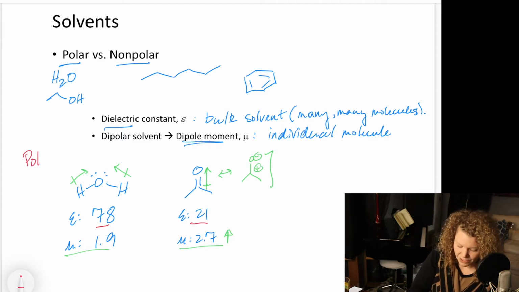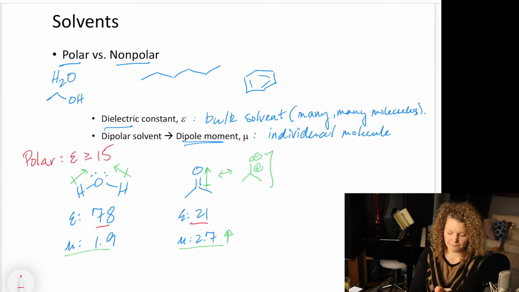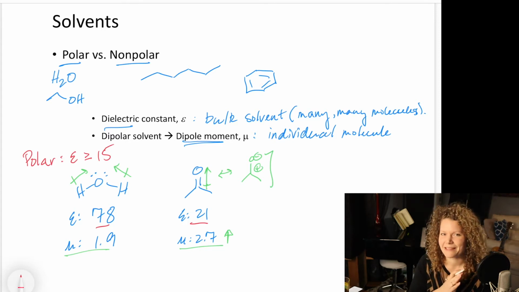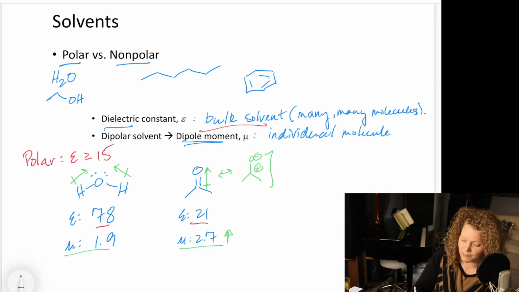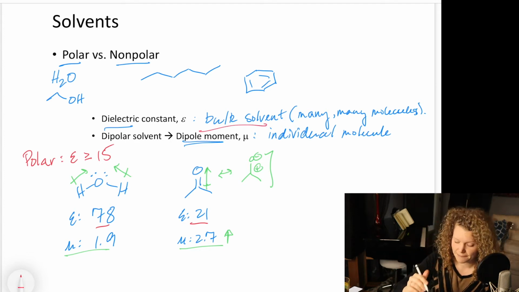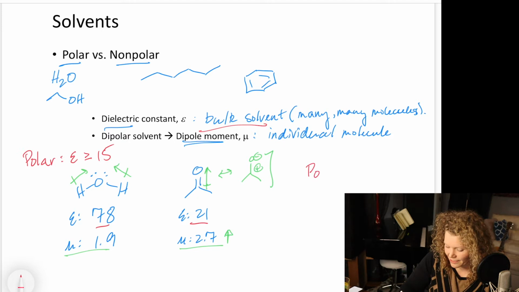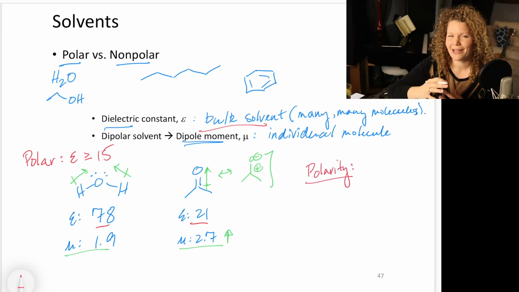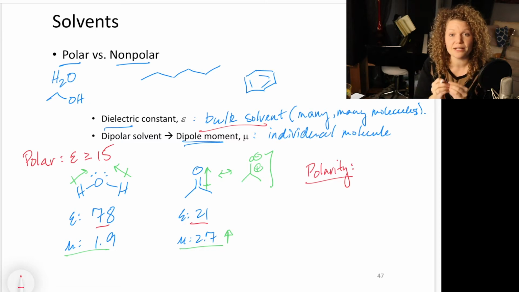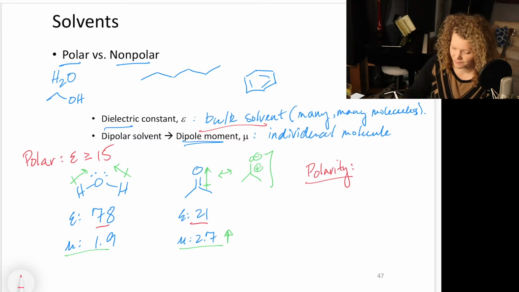Now, both of these are considered polar. Polar typically has a dielectric constant of greater than 15, okay? Now, what would make these two so different? Well, think about this. The dielectric constant is the bulk solvent, okay? And when we talk about polarity, we're talking about the ability of a solvent to separate ions from each other.